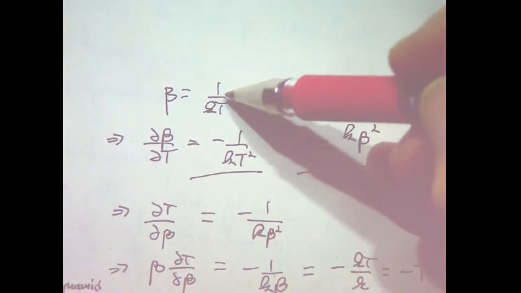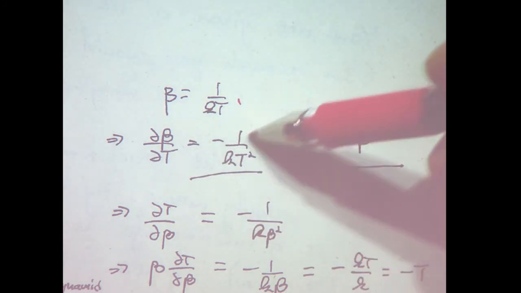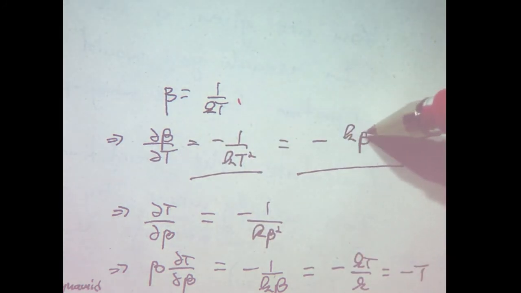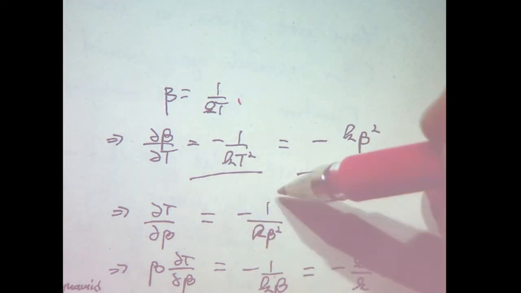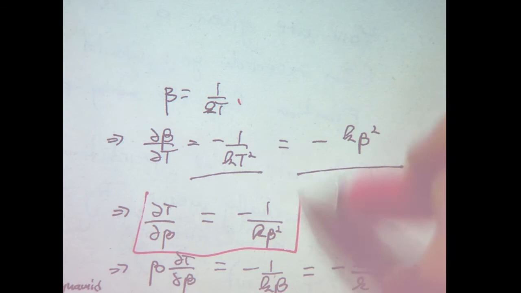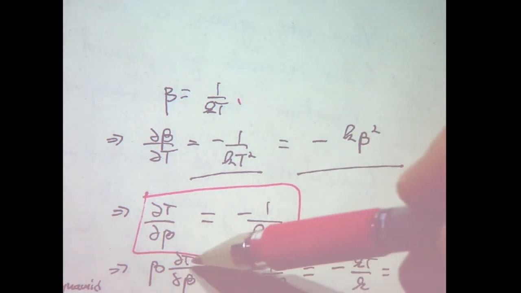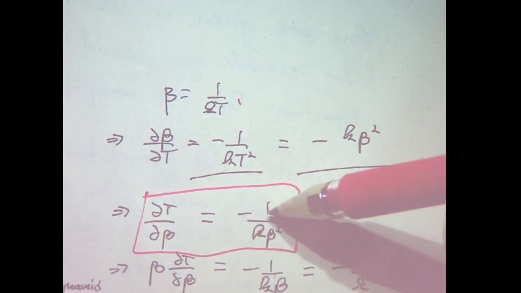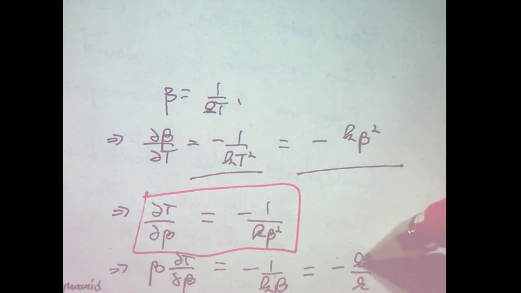There's beta equals 1 on kT. d beta by dT is minus 1 on kT squared, which is minus k beta squared. So dT by d beta is minus 1 on k beta squared. This is worth remembering. So beta times that is just minus 1 on k beta. Oh, but that's just minus kT on k, which is minus T.